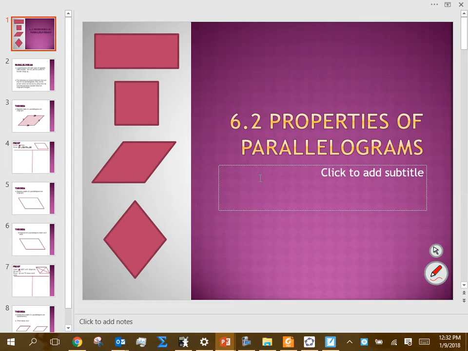Now, over there on the left-hand side, I got some pictures of parallelograms. First one is a rectangle, right? You are right. It is a parallelogram, but a rectangle is a type of parallelogram. The second one is a square, right? A square is a type of parallelogram. The third one, probably a rhombus. The last two are probably rhombuses. Okay? They're types of parallelograms.